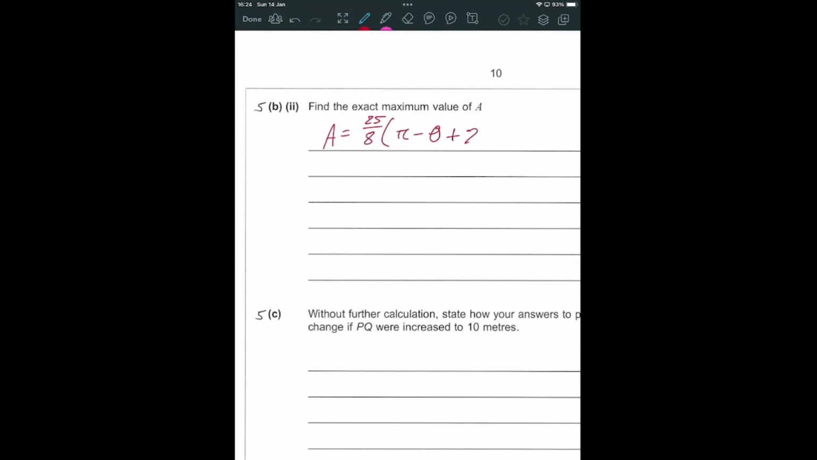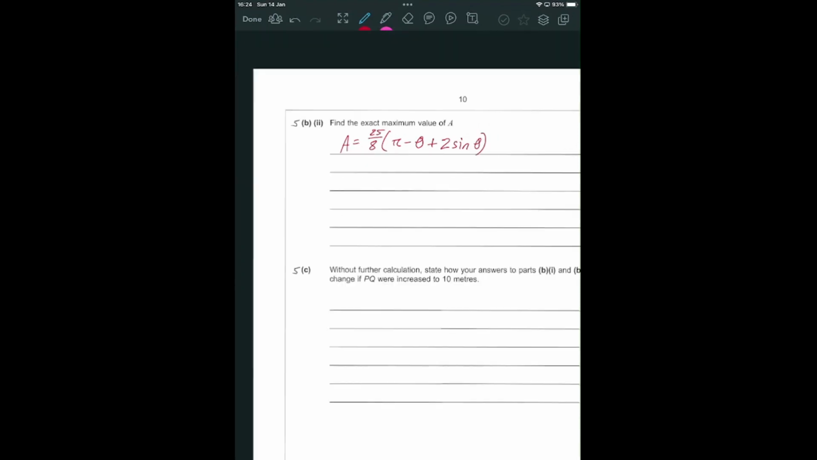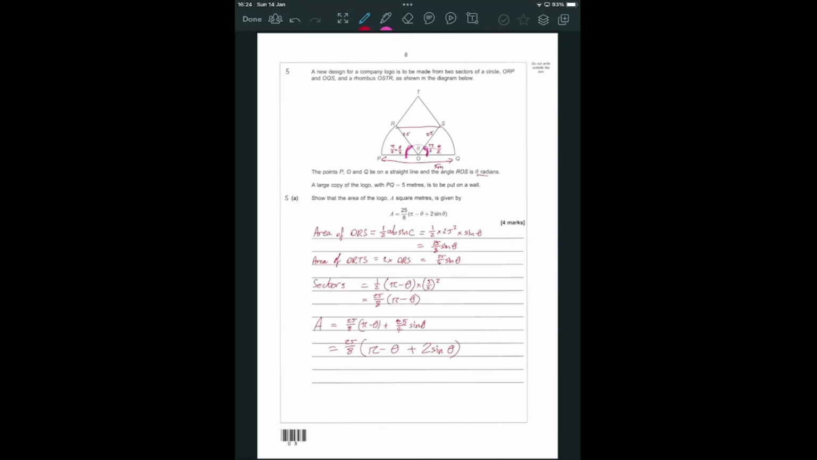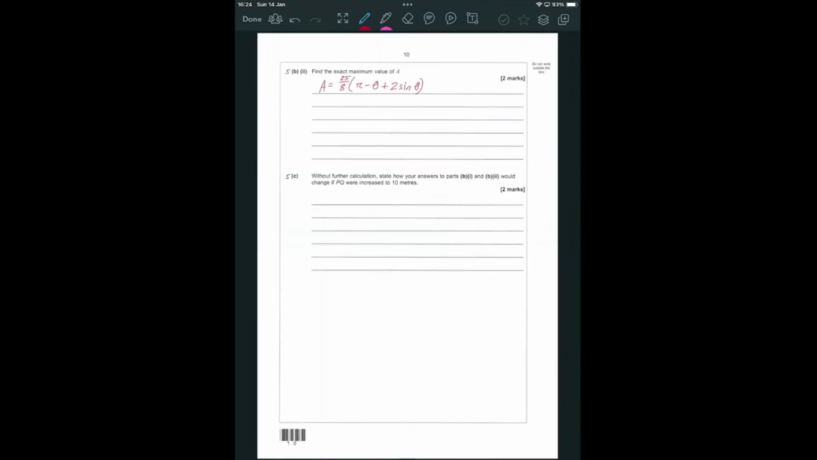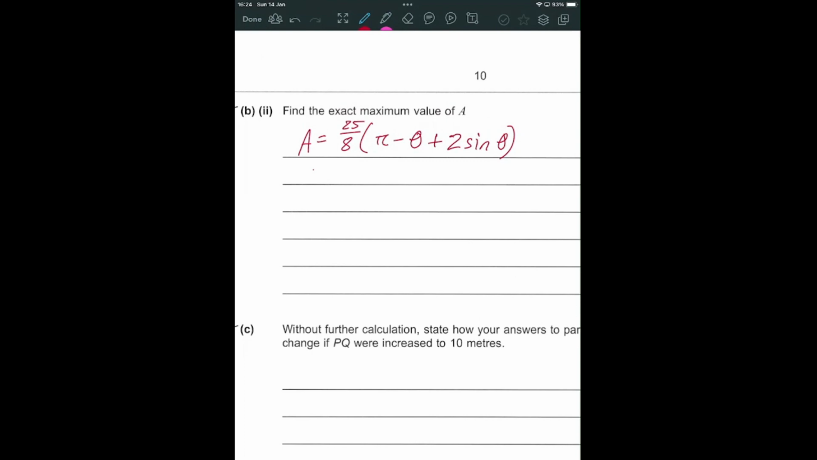Now I'm going to trust my memory and then check it anyway. I believe that's what A was, 25 by 8 times (pi minus theta plus 2 sine theta). Yep. So at that value of pi by 3, now it is really tempting to type all that into your calculator. However, it does say exact, which is telling you don't, because your calculator is unlikely to keep it exact all the way. So you have to do a little bit by hand.